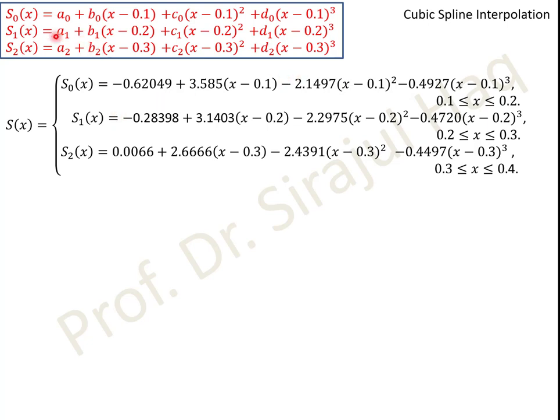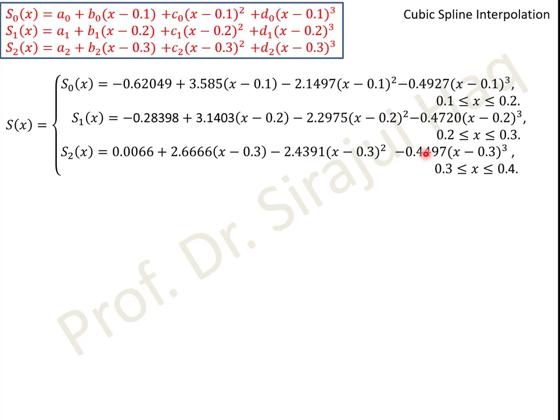In S1, replace the values of A1, B1, C1, D1. A1 is the same as previously. This is the value of B1 from the previous slide. And similarly, put the values of A2, B2, C2 in S2. You are getting this spline. This is the same as in the case of natural, but this is the value of B2, the value of C2, the value of D2 in this case.